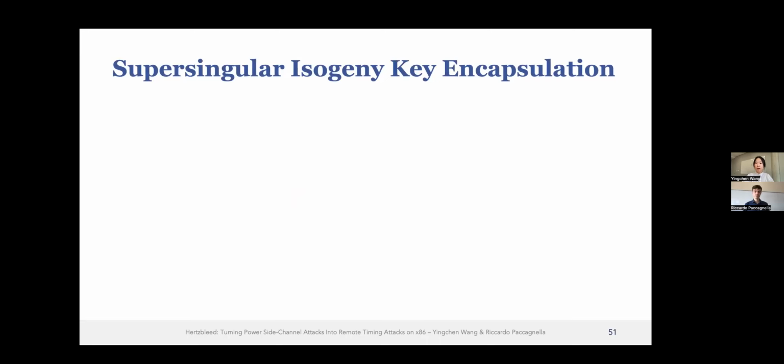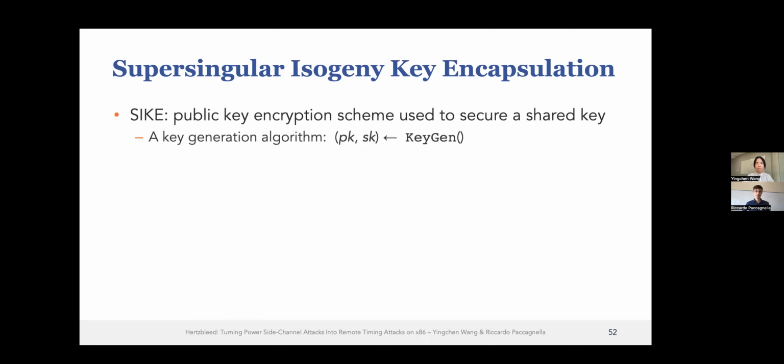Now we're going to show how to use Hertzbleed to launch remote timing attacks on a post-quantum cryptography scheme called SIKE, Supersingular Isogeny Key Encapsulation Scheme. SIKE is a key encapsulation scheme. It uses a public key encryption scheme to secure a shared key.